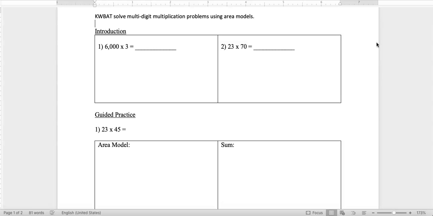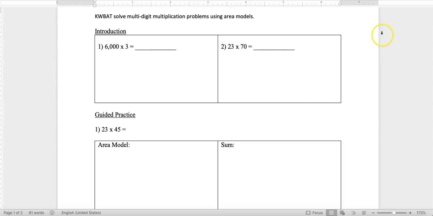Today we are going to review, and I know you guys have done this already with Mr. Smith, how to solve multi-digit multiplication problems using area models. So we've multiplied by single digits, we've multiplied by two-digit numbers using the algorithm. We've also multiplied using visuals in our word problems. Today we're going to go ahead and use area models to multiply larger numbers. So it should be a review.